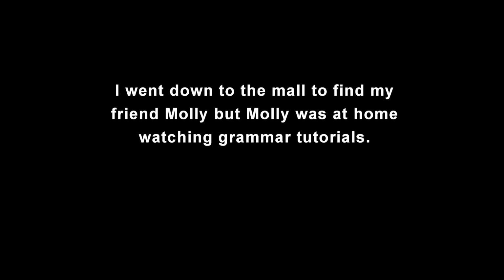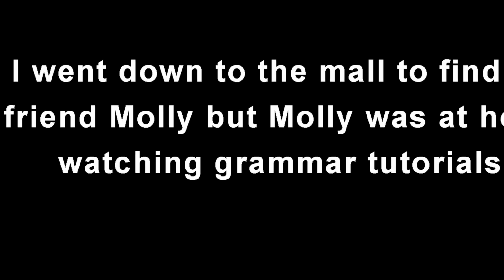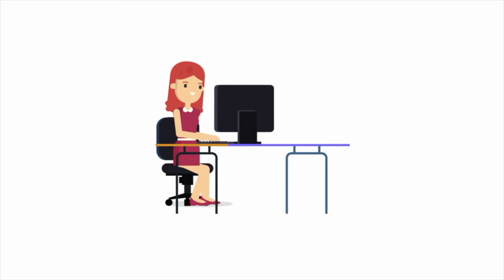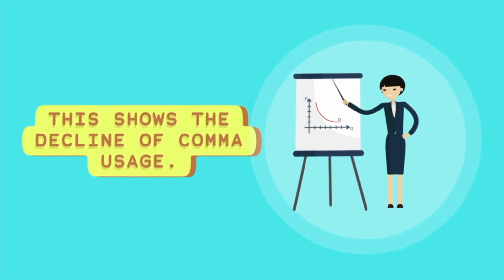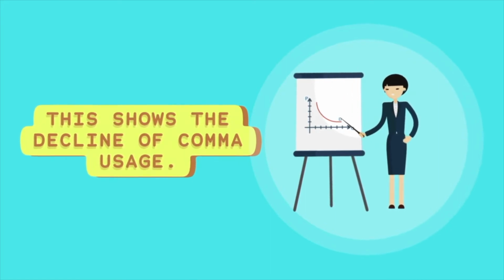Listen. I went down to the mall to find my friend Molly but Molly was at home watching grammar tutorials. There's a comma missing there. Can you hear it though? The sentence needs a break. But where? It was before the "but." I went down to the mall to find my friend Molly, but Molly was at home planning her future in an industry that will punish her for not using commas properly. If it sounds like it needs a comma, it probably does. There's a lot more to commas than that, but students, work on knowing your commas.